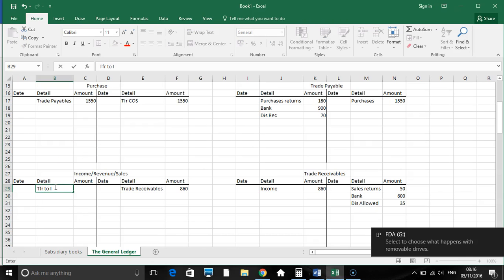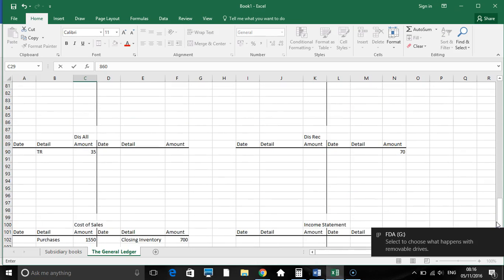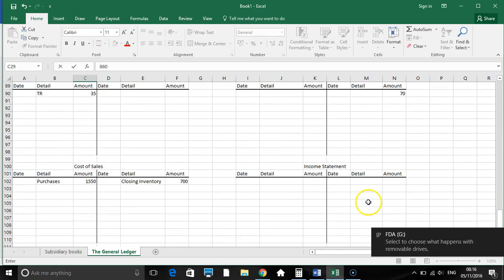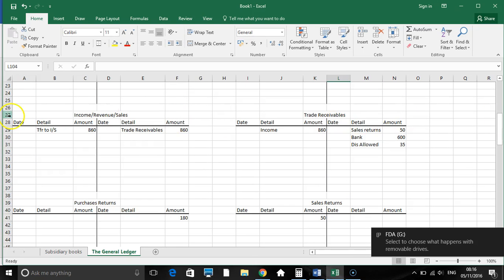Transfer to income statement is 860 here, and take that straight to the income statement. Revenue 860. Yes, and so now, let's just do a few more. But the key point is, transfer this to the income statement.